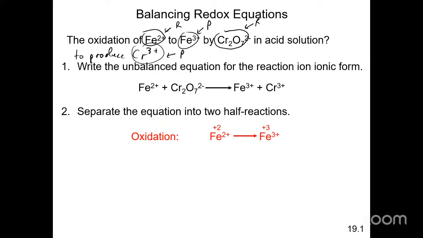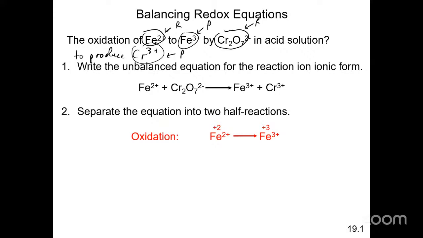Another way of looking at redox, or determining what is being oxidized and what is being reduced, is that you identify which species is undergoing an increase in oxidation number. If the oxidation number increases for that species, then that species is undergoing oxidation. And if the oxidation number is decreasing for a particular species, then that species is undergoing reduction. So that's something you need to keep in mind.